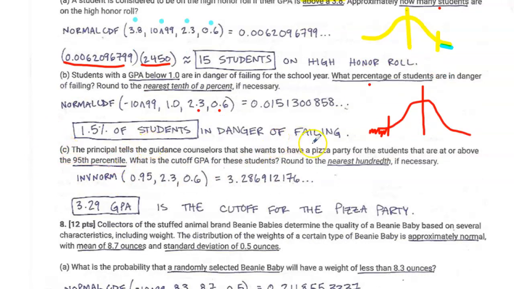The principal says, I want to have a pizza party, but we're only looking at students at or above the 95th percentile. So let's check where the 95th percentile is. 95th percentile means we're looking at 95% of the data. So I'm looking at the normal curve and I'm saying, well, what value has 95% of the data below it? So 0.95 goes in the area place, 2.3 and 0.6. This is the mean and standard deviation. That's 3.286, etc. However, we can't use this number. We're supposed to round to the nearest hundredth because that's what we do with GPAs.